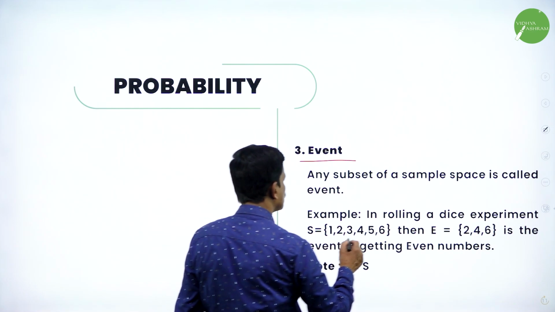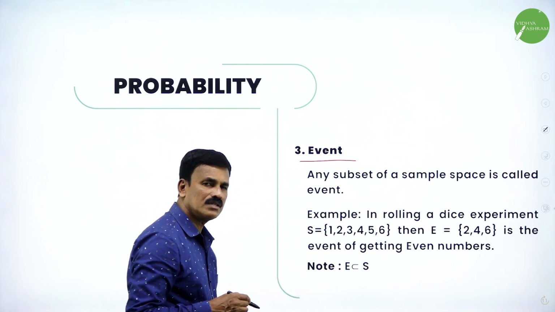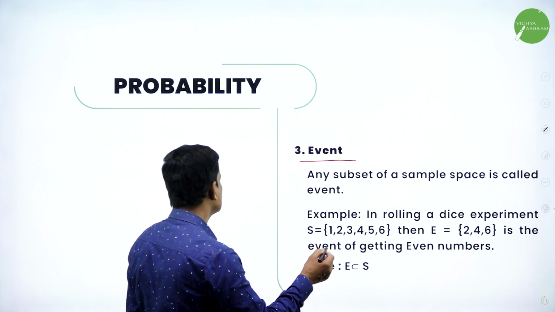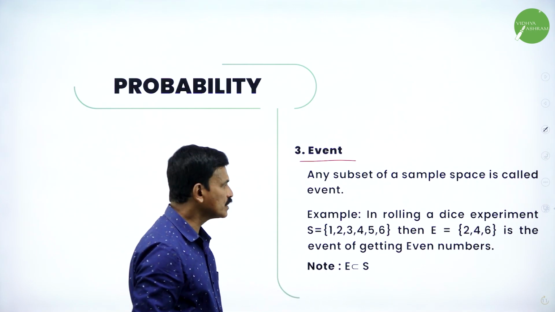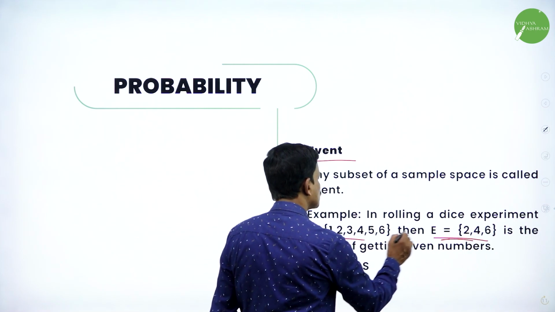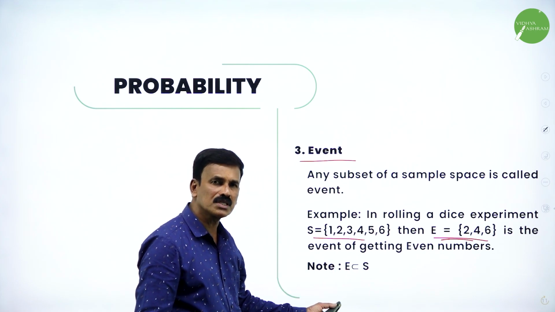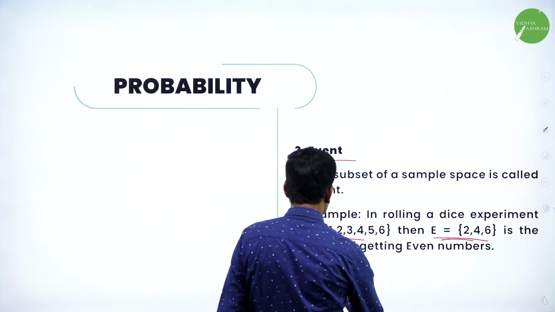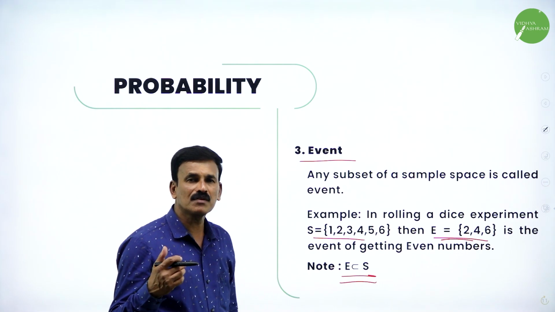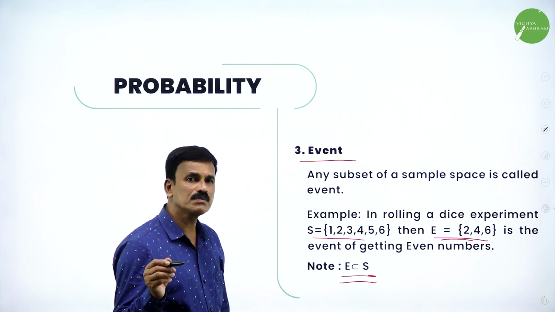Now, let us consider, for example, in rolling a die, S is equal to 1, 2, 3, 4, 5, 6. Then E is equal to 2, 4, 6 is the event of getting an even number. This E is a subset of S, because all the elements of E are included in the set S. That means E is an event. Any subset of the sample space is called an event.